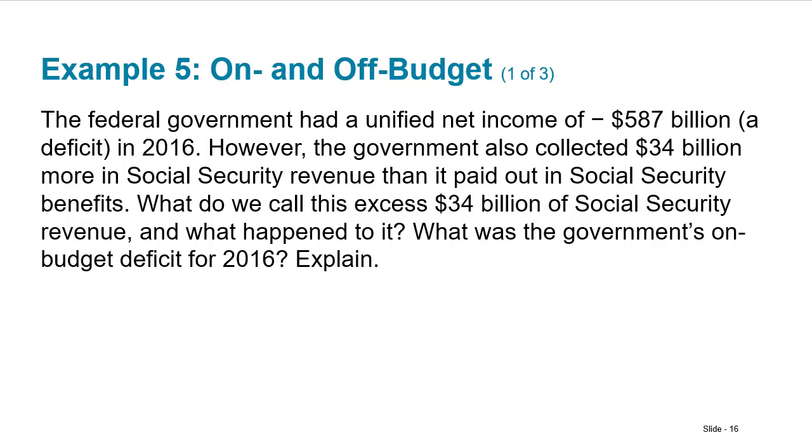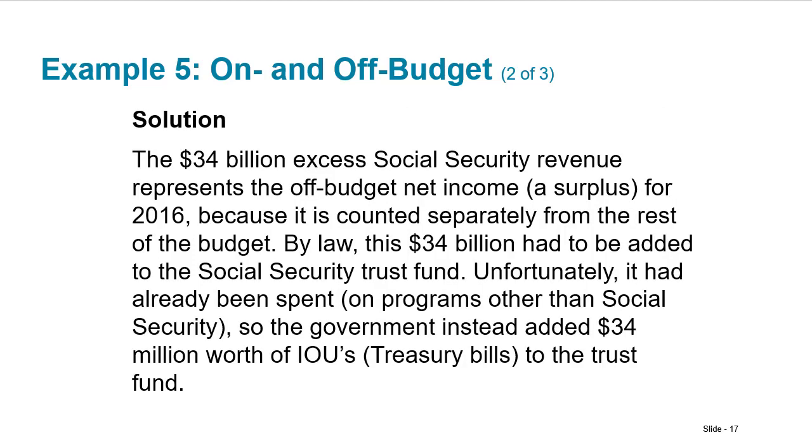Well, the federal government had a unified net income of negative 587 billion, a deficit, in 2016. However, the government also collected 34 billion more in Social Security revenue than it paid out in Social Security benefits. That's good. They took in more than they paid out. What do we call this excess 34 billion of Social Security revenue, and what happened to it? What was the government's on-budget deficit for 2016? So that 34 billion excess represents the off-budget net income, a surplus for 2016, because it is counted separately from the rest of the budget.